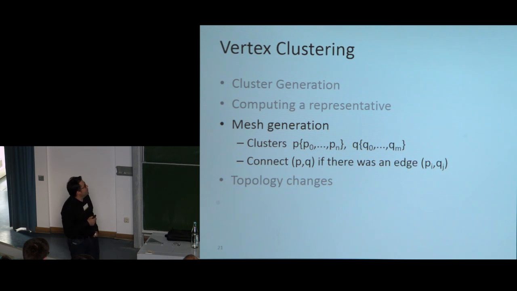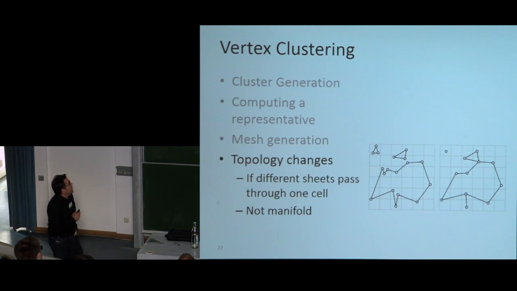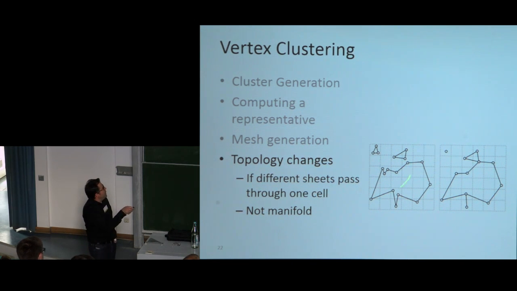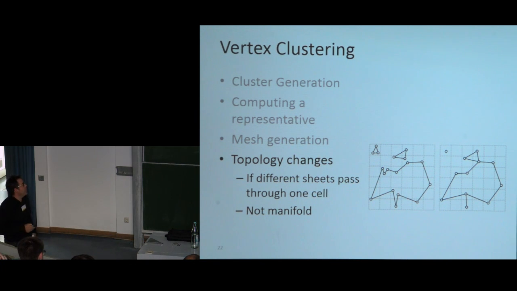And then to generate the mesh, we simply compute the clusters, and we will be connecting an edge if there was an edge between these vertices here. You can have topology changes if a different sheet passes through one cell like that, it can become non-manifold, while if it was manifold before, we will prove that we preserve the topology here.